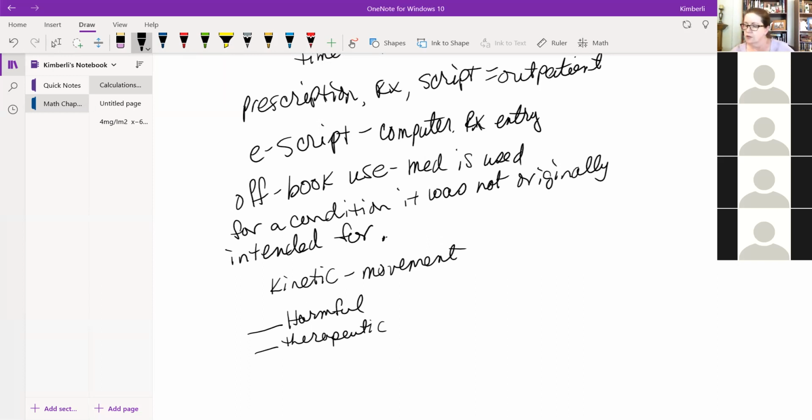Okay, so there's a difference between the therapeutic effects of a drug and the harmful effects of a drug. So let's say that the therapeutic effect begins at 50 milligrams. If the harmful effect begins at 200 milligrams, then you have a pretty good window there, right? And this is called the therapeutic index.